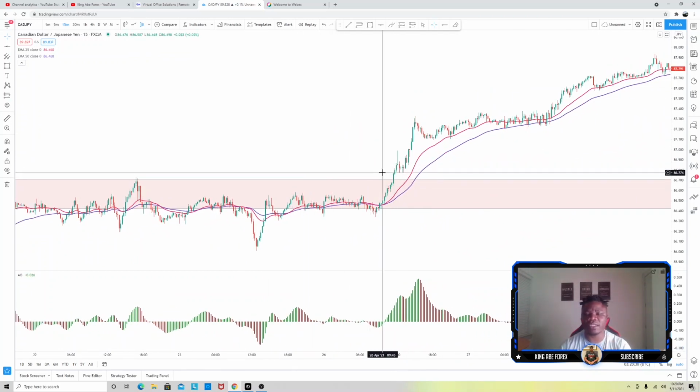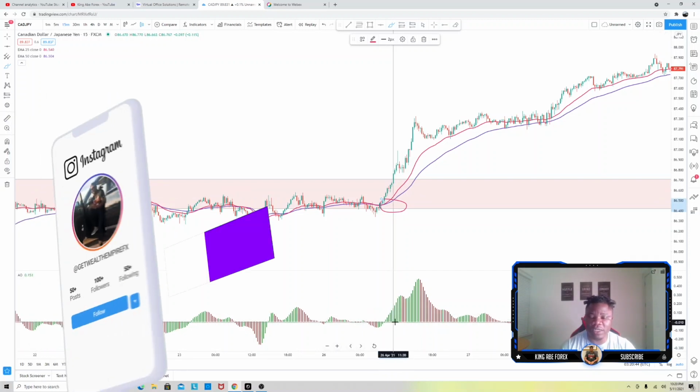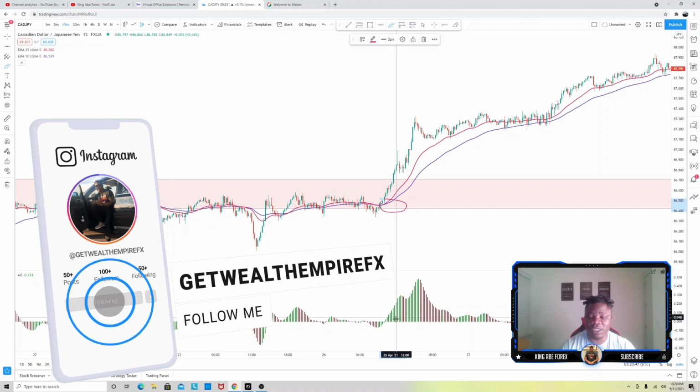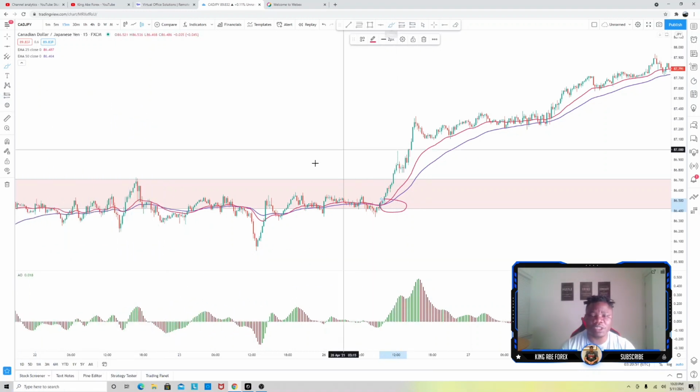Now, to get into this trade, we have to make sure that the 25 EMA crosses the 50 EMA, and that price is actually above the 50 EMA. We have to make sure that this Awesome Oscillator histogram is green and above your zero line down here, and that price actually closes above our resistance zone. Once we have that, it's time to look for our entry.